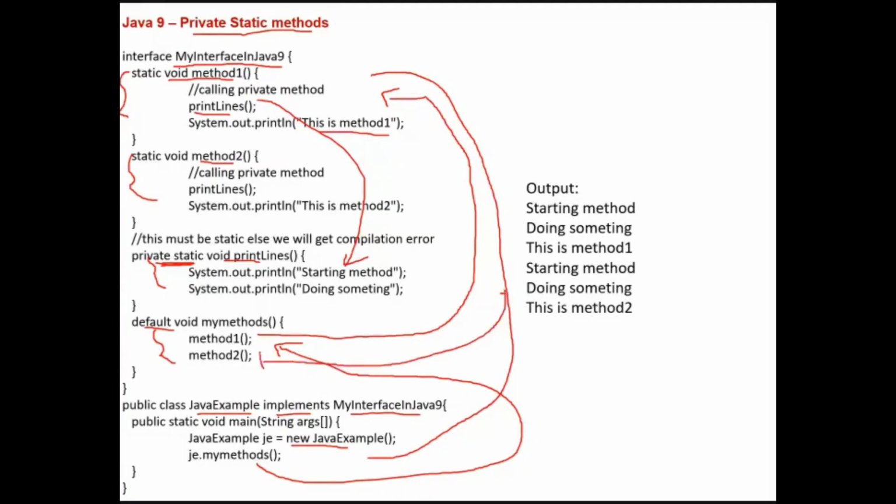Next it will call method 2. In that method 2, again I'm calling the print line, which is the private static method. From the static method, I can call the private static method. So it will print "starting method doing something". After that, it will print "this is a method 2". Then control will come to here. Now this function is over, so again control will come to here. That's why this is the output of this program.